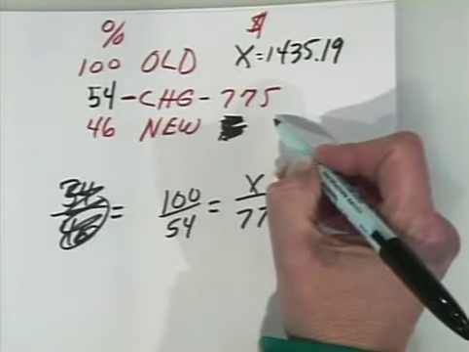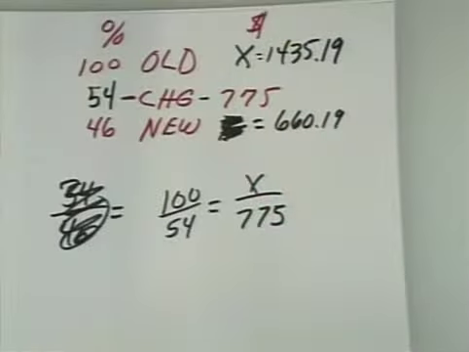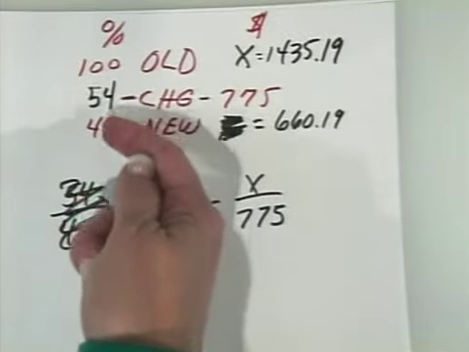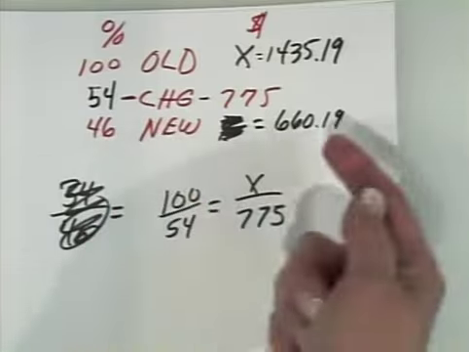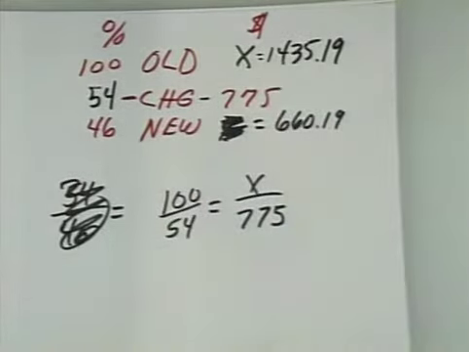I don't have a question. Oh, I thought you had the answer. Yeah. 660.19. Right, and we got that by simple subtraction. However, if we had chosen to, we could have done 54 is to 46, proportionally the same as 775 is to x, cross multiplied, and we would have solved for new directly.